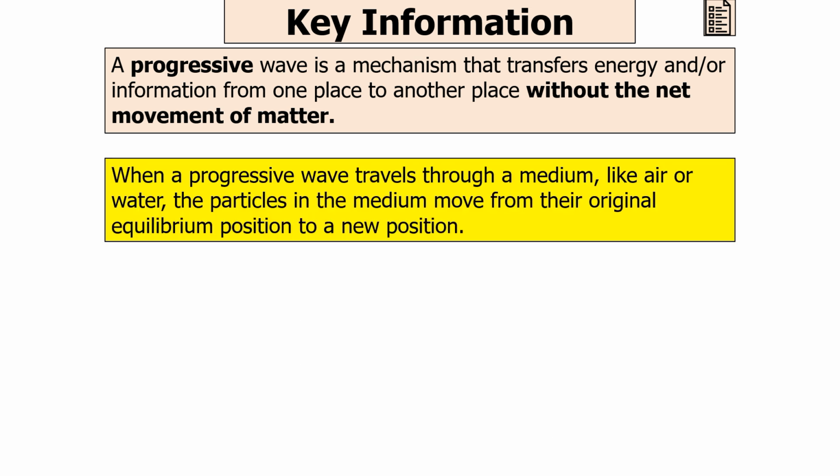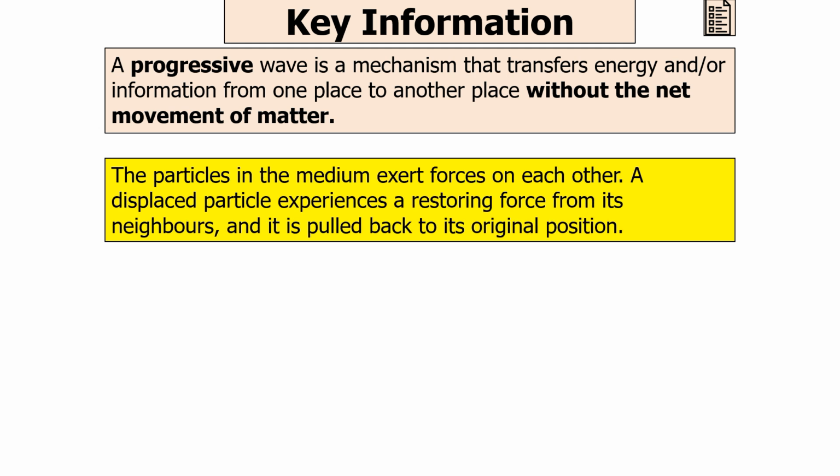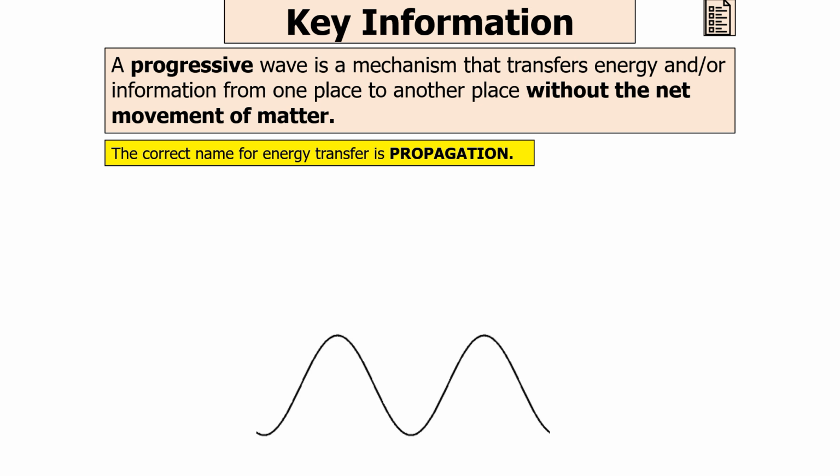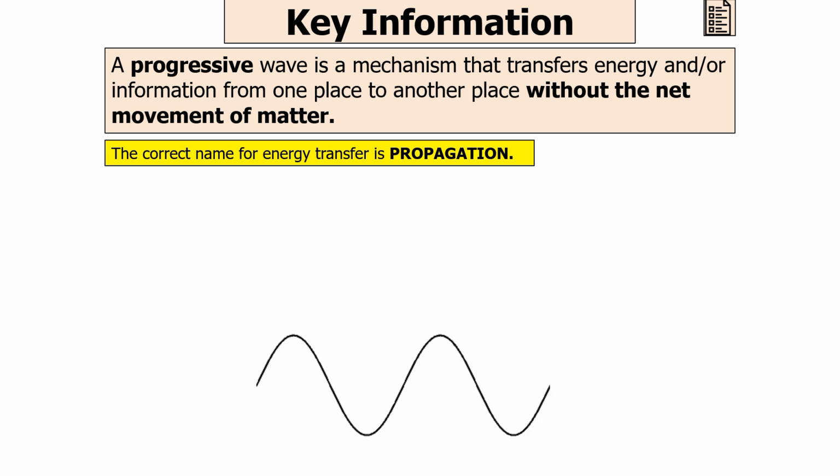Now, when a progressive wave travels through a medium like air or water, the particles in the medium move from their original equilibrium position to a new position. The particles in the medium will exert forces on each other. A displaced particle experiences a restoring force from its neighbours and it is pulled back to its original position. In addition, collisions between particles in the wave can also provide the restoring force to bring it back to the equilibrium position. The correct name for energy transfer in this context is propagation.